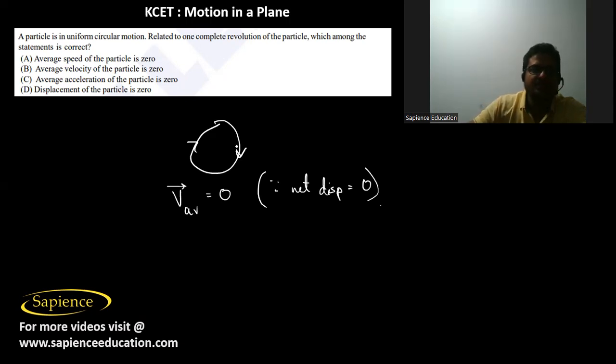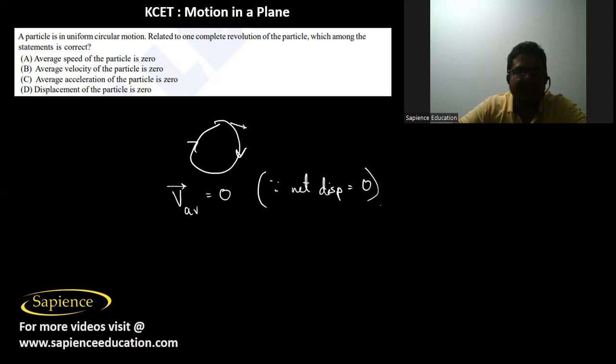Change in velocity, the final velocity minus initial velocity, so average acceleration will be 0. Average acceleration is change in velocity by time interval. So the final and the initial velocity will be the same in one complete revolution when there is uniform circular motion.